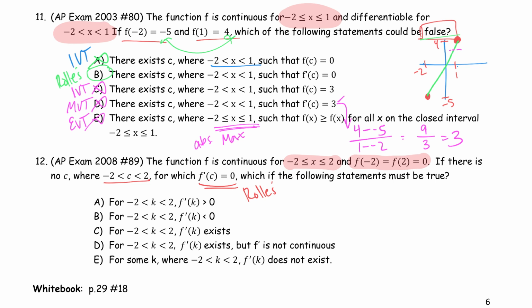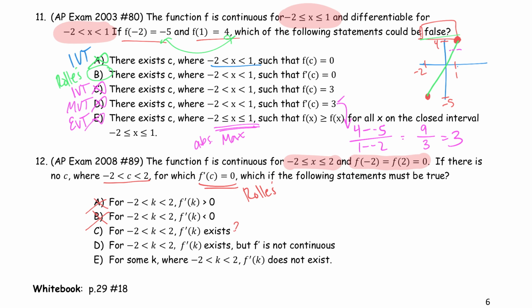All right. A, for -2 is less than k is less than 2, f prime of k must be greater than 0. We don't necessarily know that that is true. Okay. B, f prime of k is less than 0. The derivative is less than 0. That has nothing to do with Rolle's theorem. Okay, now it's telling us the derivative exists somewhere. That's not really how we talk about derivatives. I don't know about that one. This is kind of questionable. Let's see what else we got.